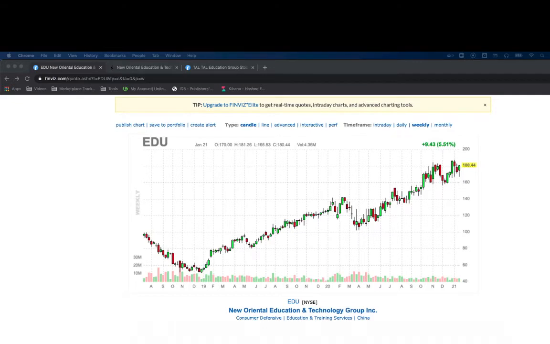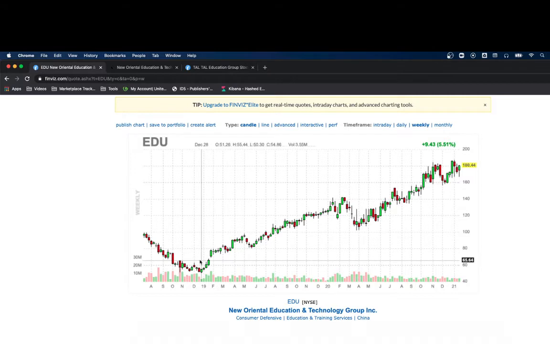So let's get started with this stock that we have in mind for today. The stock that we're looking at is EDU, which is New Oriental Education and Technology Group. Now, as we can see, since 2009, it was at $50, and since then it's been up to $180. It's gone up 300%, which is amazing, right? But even from the pandemic lows of $102, it's up 80% right now. And today it's up 5.5%.